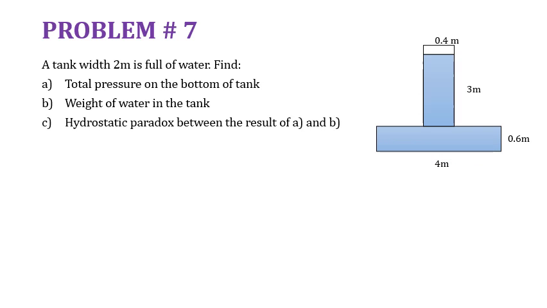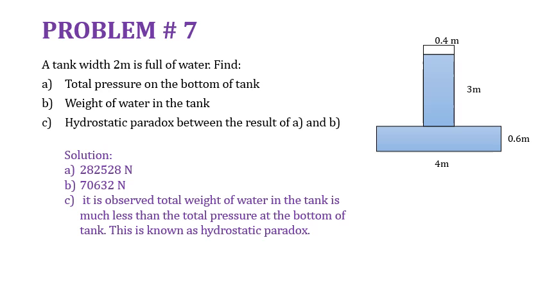It is given that the width, the perpendicular dimension of this tank, is 2 meter. So area will be 4 into 2, and height is 3 plus 0.6, 3.6. So you will have your answer over here, which is 282528 newtons.